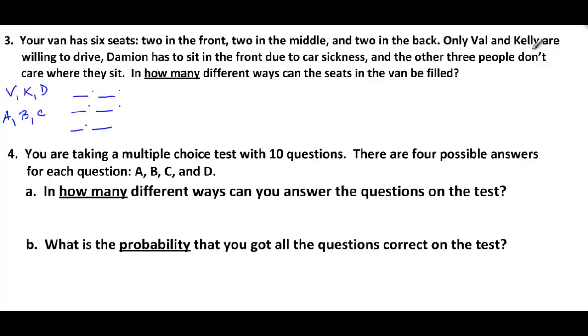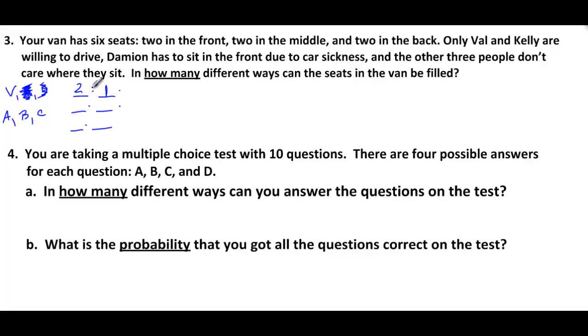Now it says only Val and Kelly are willing to drive. Okay, so this would be our driver's seat. So how many options do I have? Well, only 2 people are willing to drive. But once one of those people sit down, and again, I don't know if it's Val or Kelly, I'm going to cross one of them off because that person can no longer sit in one of the 5 remaining seats. Then I go to my next constraint, and I always want to start with the constraints they give us. Damien has to sit in the front due to car sickness. So here's the only other seat in the front, and he's not going to drive, so that means Damien has to sit here, so I only have one option. Damien has to sit there.